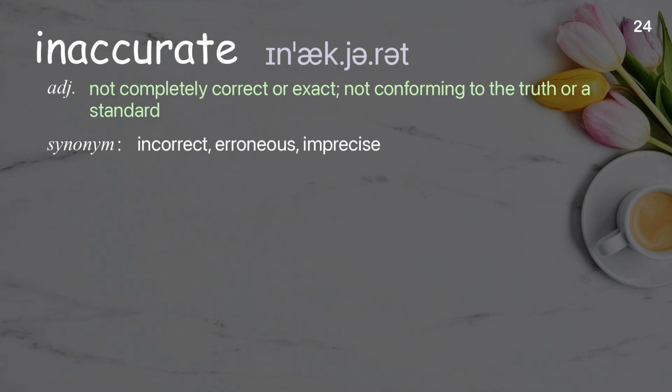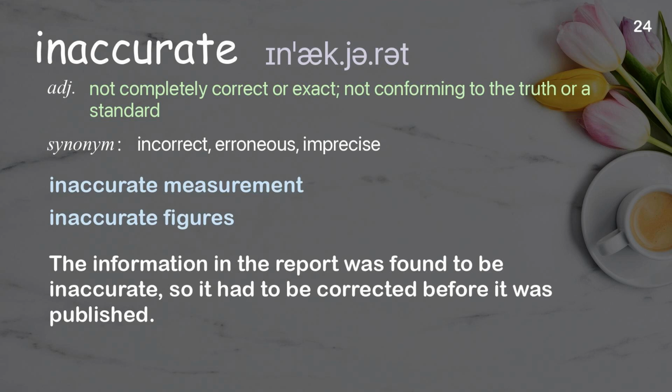Inaccurate. Not completely correct or exact, not conforming to the truth or a standard. Examples: inaccurate measurement, inaccurate figures. The information in the report was found to be inaccurate, so it had to be corrected before it was published.